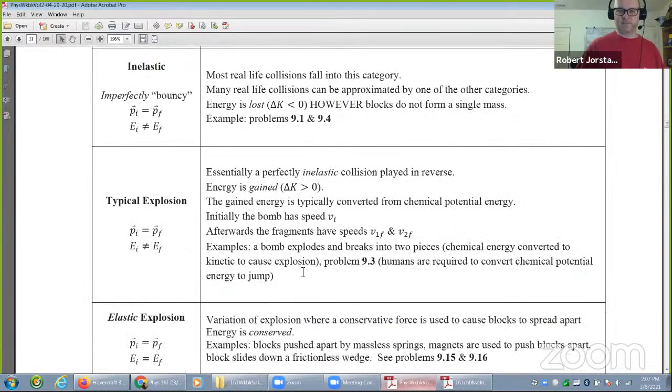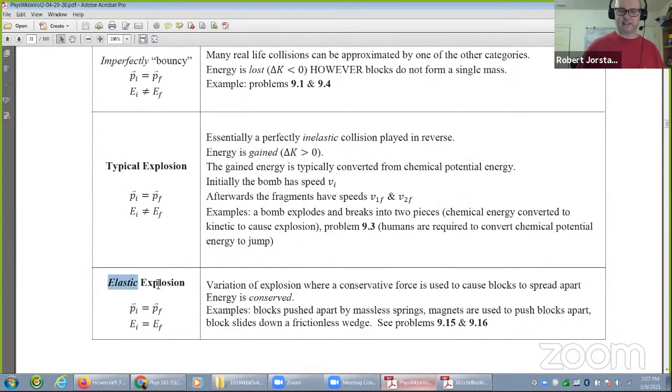Now there's the last special one that I use, the elastic explosion. That's an explosion. Notice here, energy was gained. You can have an explosion if there was a spring used to push apart the two blocks, or magnets, or something like that, or a block slide. So these types of problems show you a case where you could have an object where two blocks spread apart, energy is also conserved, and those are the examples.